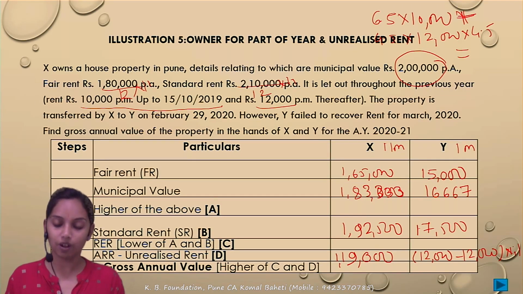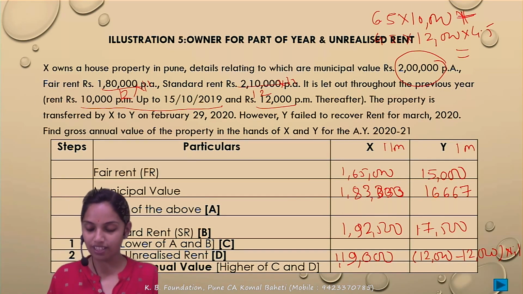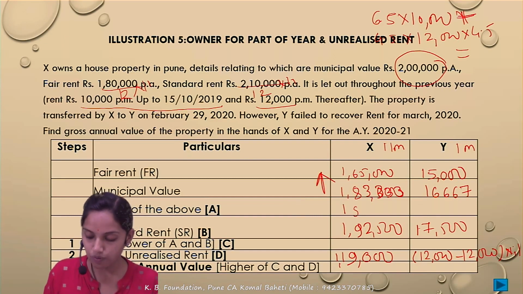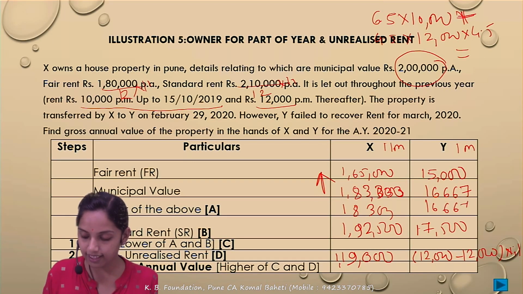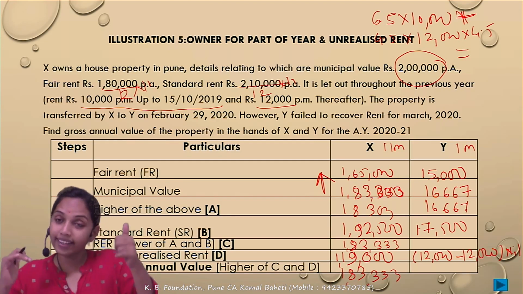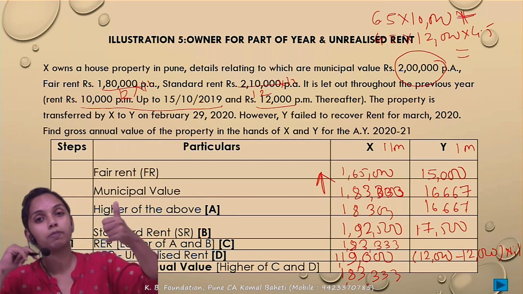So calculate the gross annual value. We do have a step 1, step 2, step 3. So step 1, higher of the two, it comes to 1,83,000. Correct. और यहाँ पे 16,000. इन दोनों में का whichever is lower. So again it comes to 1,83,333. That is to be compared with this whichever is higher. 183,333. Actual rent कम है और reasonable expected higher है.